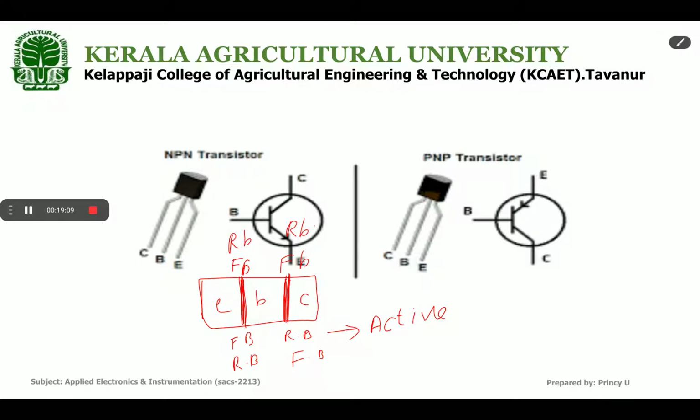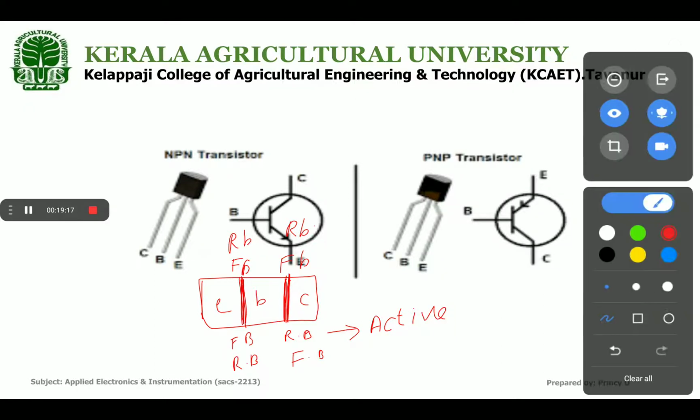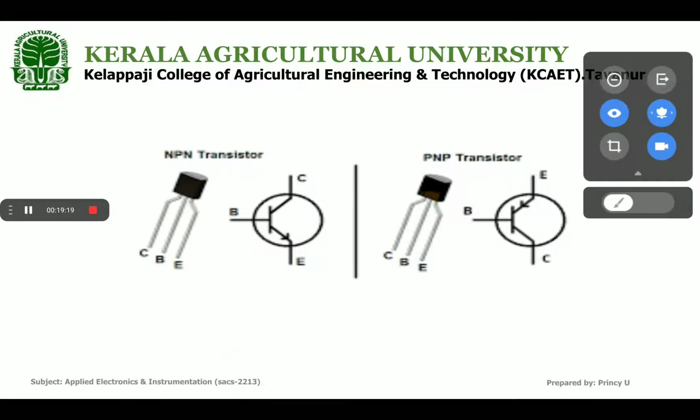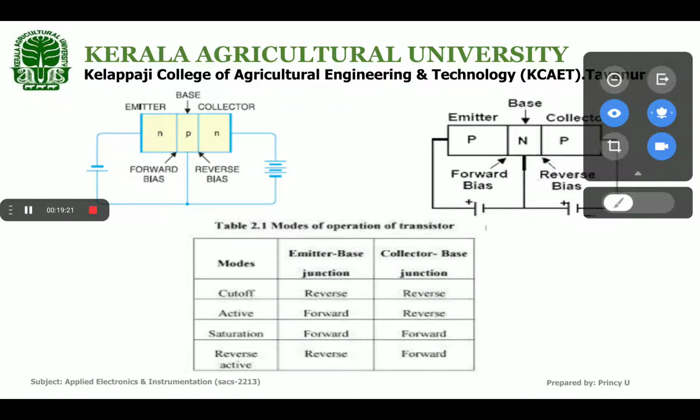So you can bias in 4 ways. The transistor can be biased in 4 ways. So there are 4 modes of operation. So let us see the 4 modes of operation of a transistor. So these are the modes of operation.